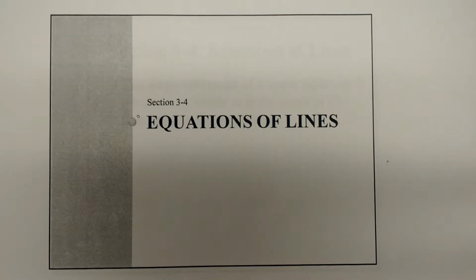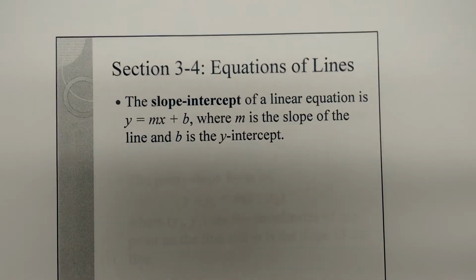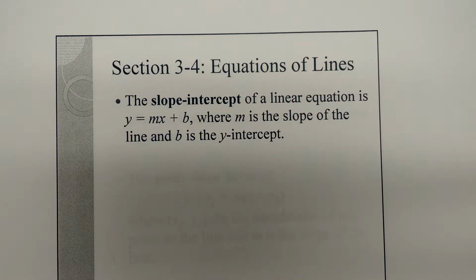Okay, here we have the notes for section 3.4, equations and lines. So our main ideas and some vocab terms. So the first thing we'll be talking about is slope-intercept form.